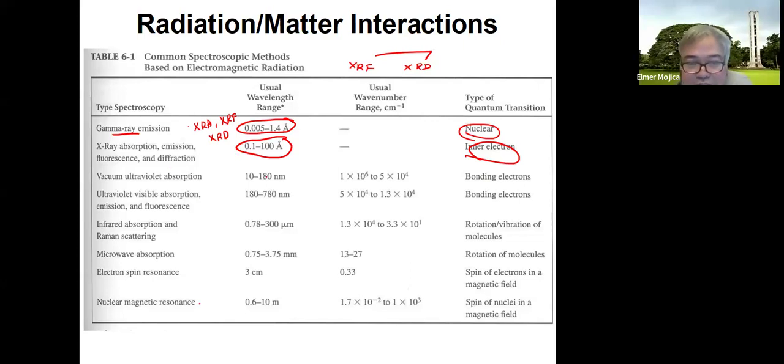Now, the next type of spectroscopy, at 10 to 180 nanometer, is vacuum ultraviolet absorption. I have not experienced using that. The usual wave number is 1 times 10 to the 6 to 5 times 10 to the 4, and the quantum transition type there is bonding electrons. I think it's just typical UV-based, but you do it in vacuum.